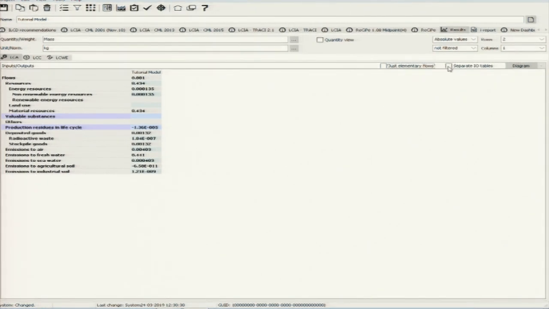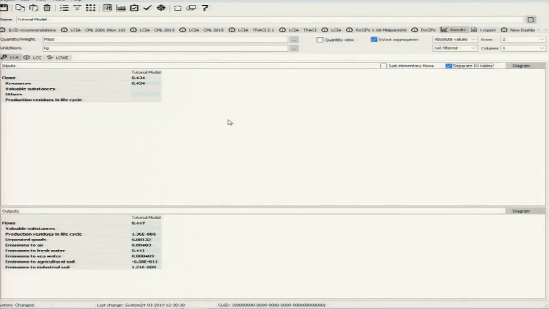Then separate input and output tables. Now these are all the flows. If I need to separate input tables and output tables, I need to click this checkbox here, and it will separate the input tables and output tables. Okay. So in and out aggregation, it can show in aggregated and in unaggregated way.